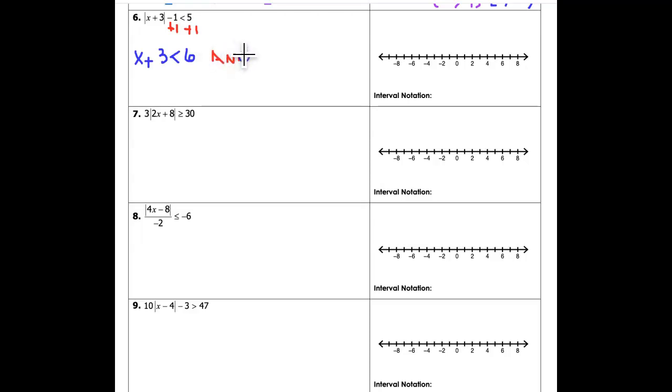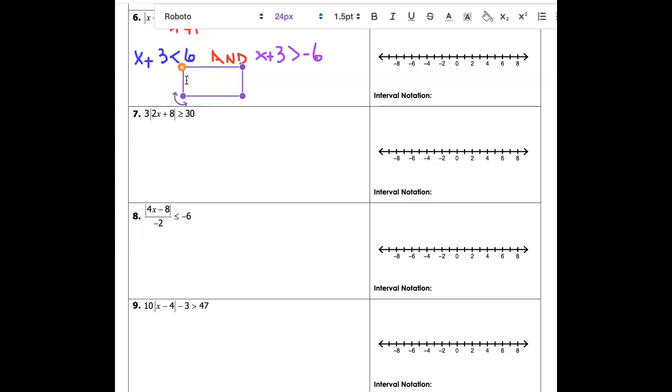So you could set this up differently, and I'll show you how. Again, we're going to leave this x plus 3, but now we flip our sign, we make it greater than negative 6. So if you wanted to write this differently so that you're not doing quite as much work, because it's less than, I know it'll be an and inequality. I can write it out like this. Negative 6 is less than x plus 3, which is less than 6.